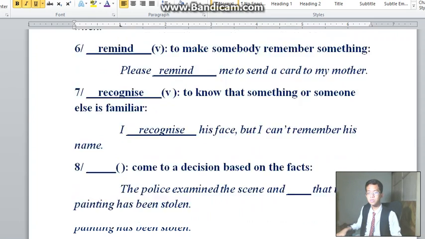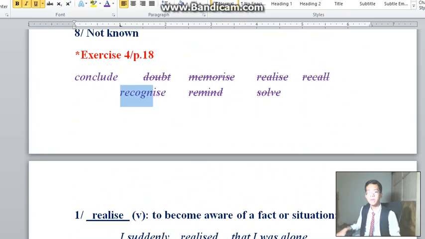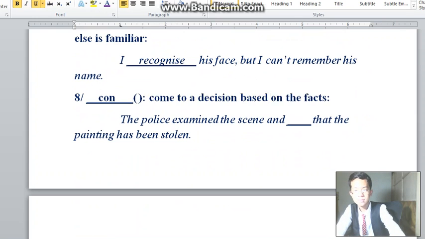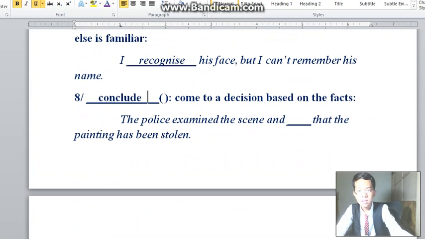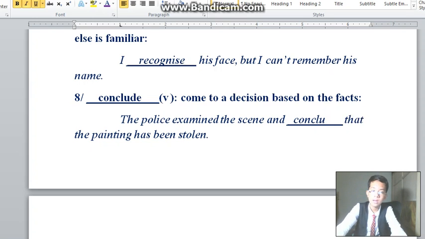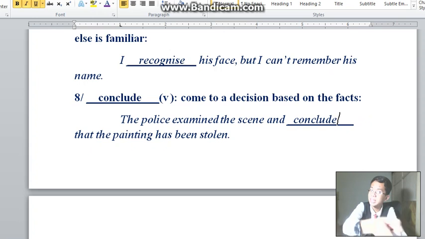Number 8, it is the last word. It will be conclude. Conclude is a verb, meaning to come to a decision based on the facts. The police examine the scene and conclude. But wait, examine plus ed means past simple. So for conclude, we'll put concluded, okay?